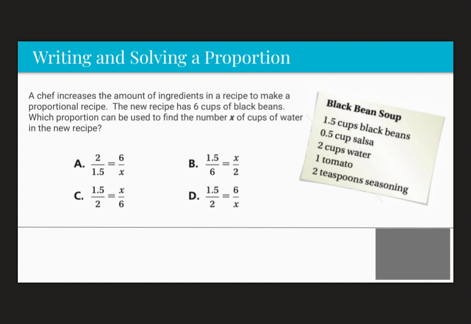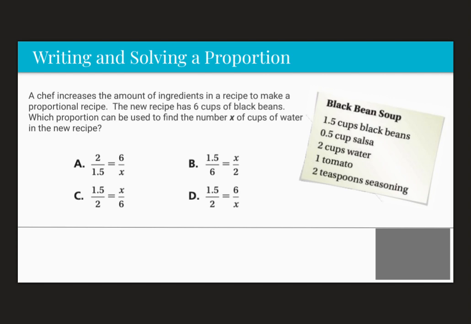A chef increases the amount of ingredients in a recipe to make a proportional recipe. The new recipe has 6 cups of black beans. Which proportion can be used to find the number X of cups of water in the new recipe?